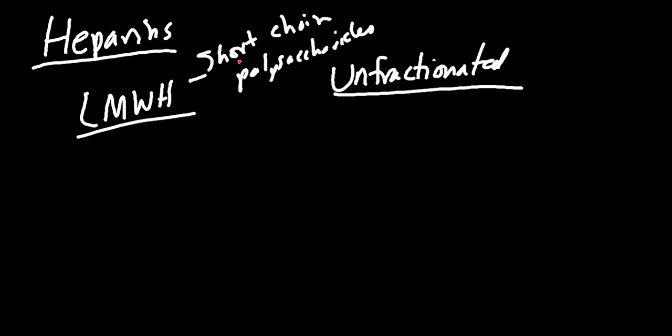It'll contain some short, it'll contain some medium. Unfractionated means it just contains the gamut of the chains, while low molecular weight heparins contain short chains only. So what do I mean by this? Well, the average weight or the size of this molecule is going to be 4.5 kilodaltons, while the average size of this is going to be about 15 kilodaltons. So this is almost 4 times larger on average than a low molecular weight heparin.